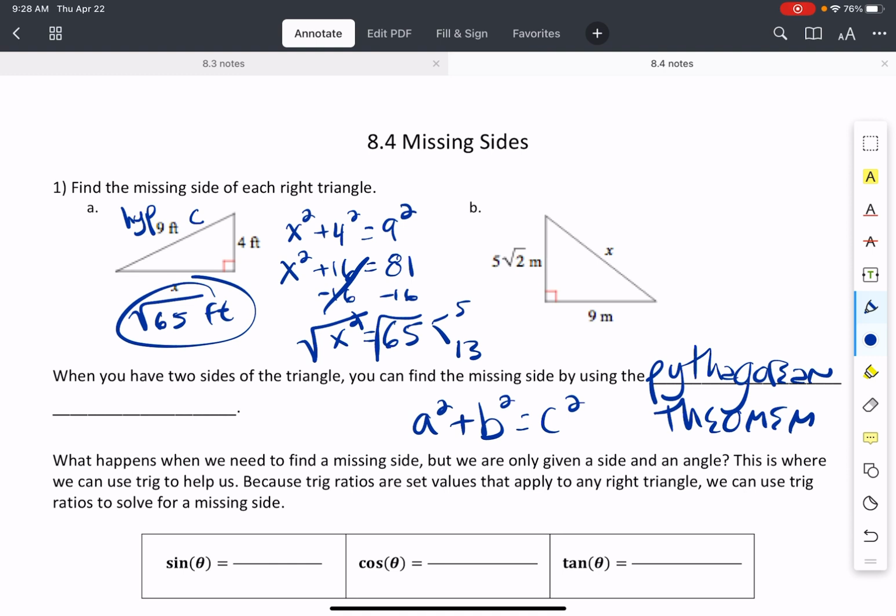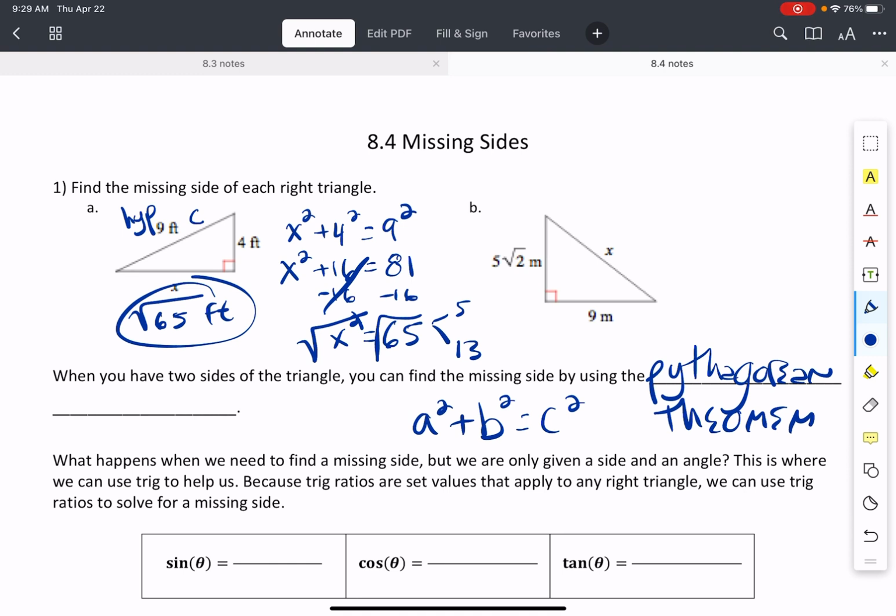What we're going to talk about today is what if I'm looking for a side of a triangle, but I don't have all three sides, or two of the sides, but I have an angle instead. So I can still find the missing side. I'm just going to use my trig functions, either sine, cosine, or tangent, okay? So if you don't have these memorized, I need you to get them memorized, okay?